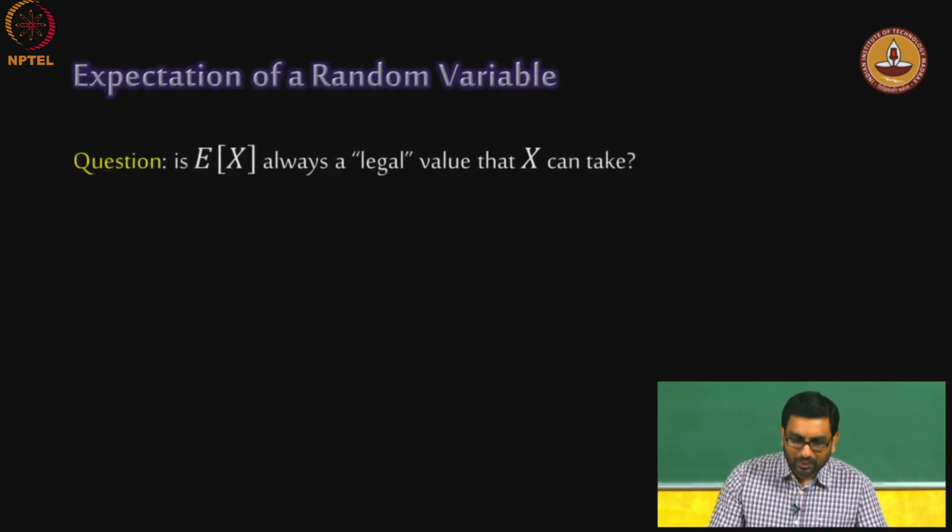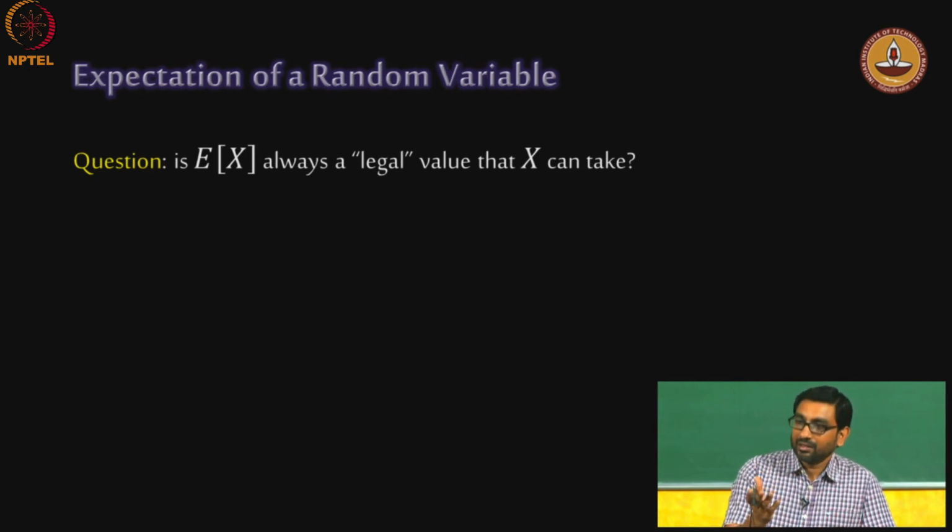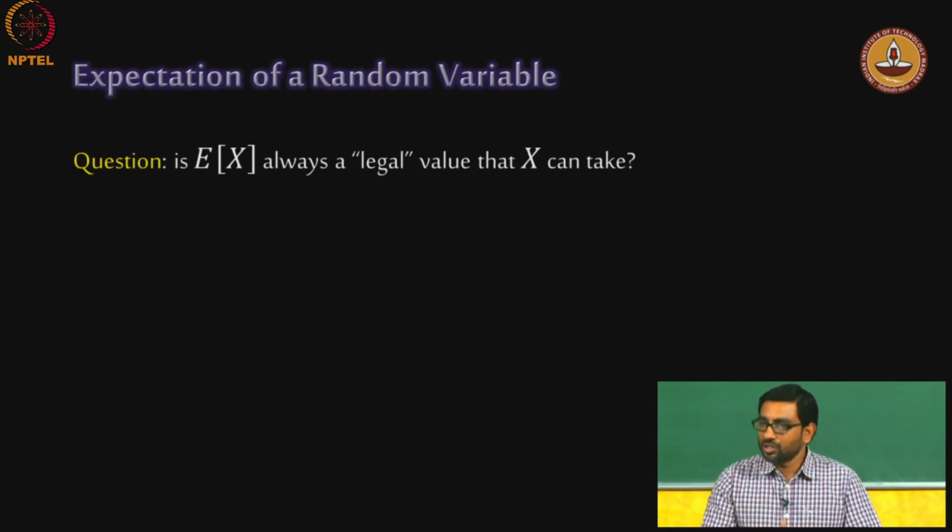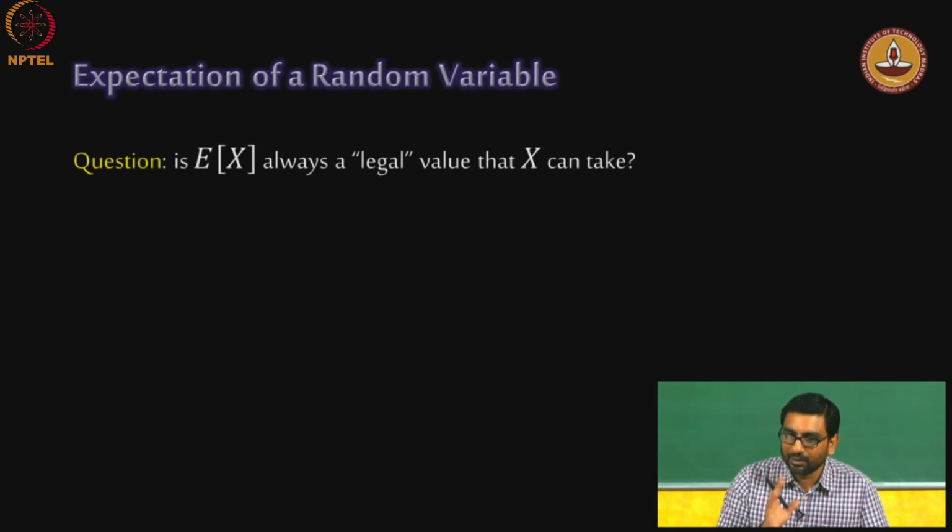One quick question: will E of x always be a legal value that x can take? No, in fact most of the times it won't. For example, in the game that we played, the expectation we calculated was a half, and that is not a legal output at all. It is just a measure of how much I am likely to get.